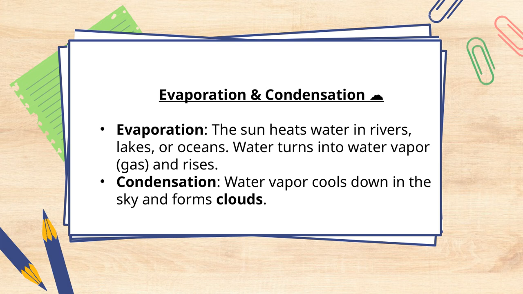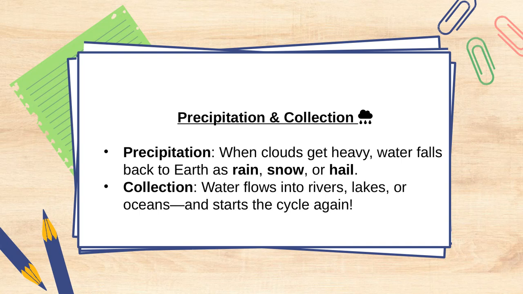Both processes are interconnected and vital for weather patterns and the movement of water around our planet. Understanding evaporation and condensation helps us see how water circulates and affects our environment. Let's talk about precipitation and collection.